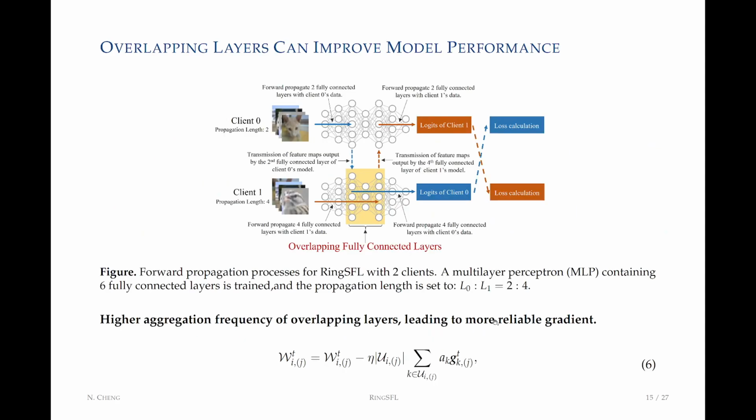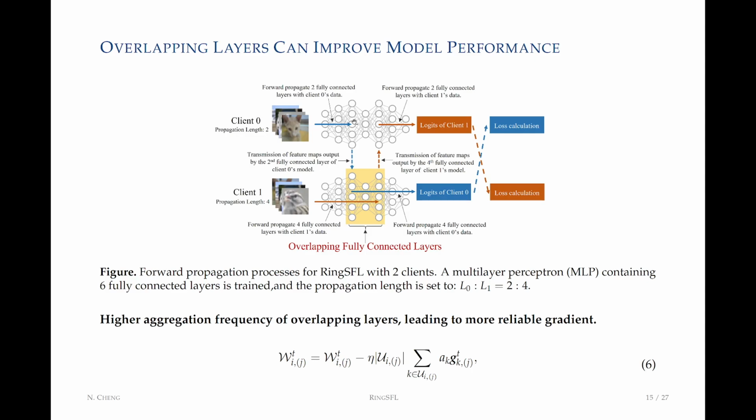In our experiments, we also found that there is a phenomenon of overlapping layers in the training process of RingSFL. That is due to the different propagation lengths of different clients. There may be some neural layers that are trained by data from multiple clients at the same time. For example, as in this figure, client 0 and client 1 collaborate to train the MLP containing 6 fully connected layers.